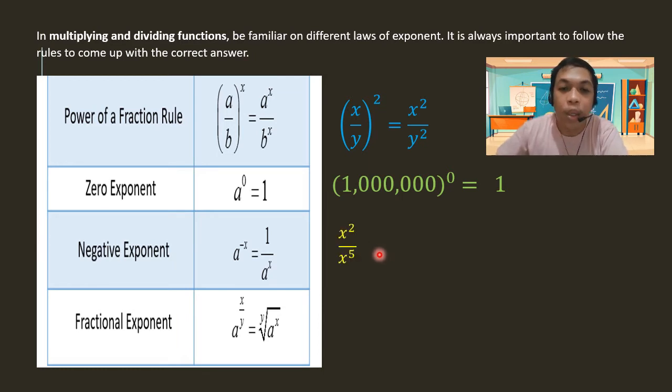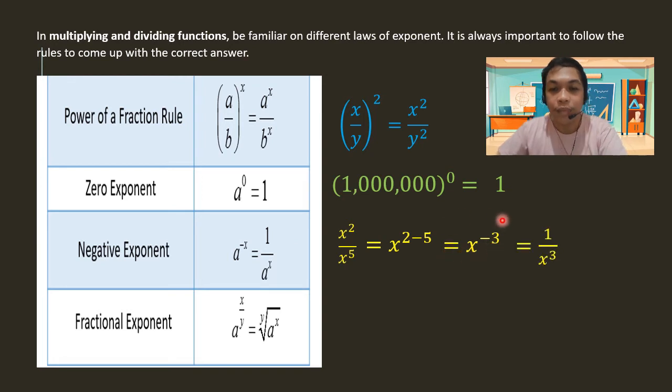Okay, for example, we have x raised to 2 divided by x raised to 5. Applying the quotient rule, we have x raised to 2 minus 5. So, it will become x raised to negative 3. So, since negative ang exponent niya, we are going to apply this rule. We find its reciprocal. So, that is 1 over x raised to 3.